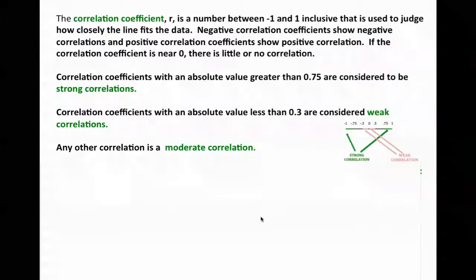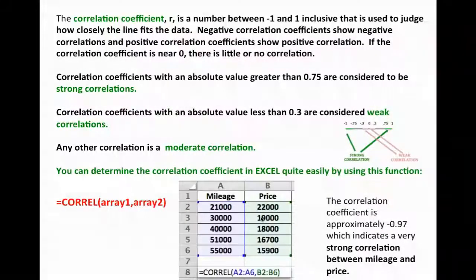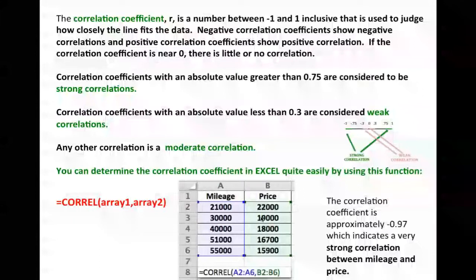You can see on the little graphic I have here, between -1 and 1, closer to the -1s and 1s, you'll get a strong correlation. Closer to the center, you'll get a weak correlation. So in this particular case, how do we find the correlation coefficient? Well, once again, Excel comes through for us. There is a formula called Correl, with array 1 and array 2.